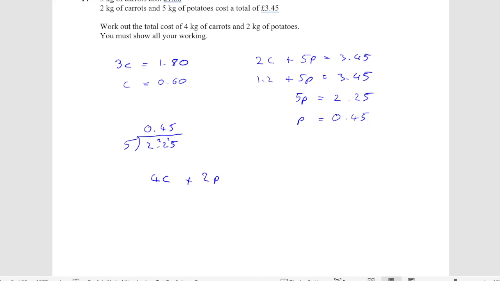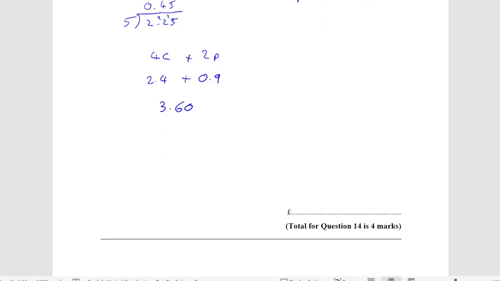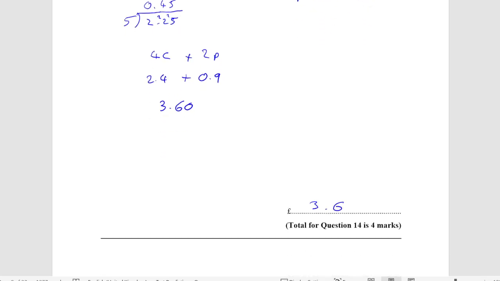But the question was, work out the cost of 4 lots of C plus 2 lots of P. Well, 4 lots of that is going to be £2.40 and 0.9, so we're looking at £3.60. Just spotted 2.4 plus 0.9 is not 3.6. Silly mistake there. It's £3.30. There we go. I think that's right now.